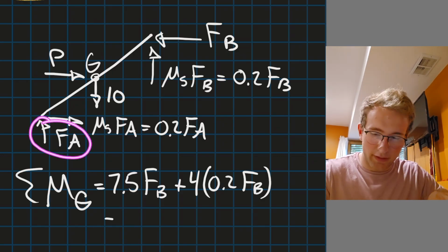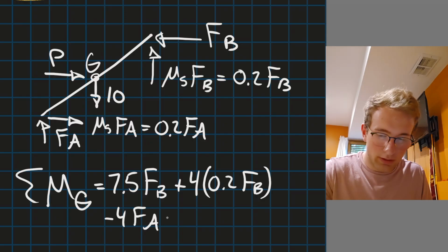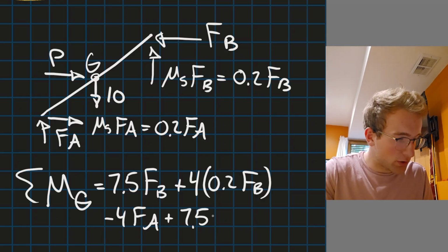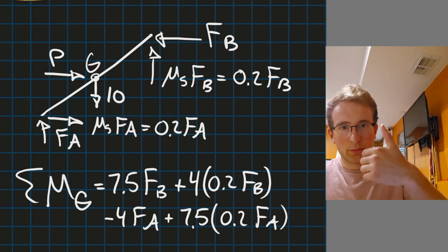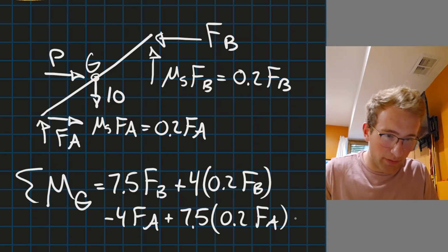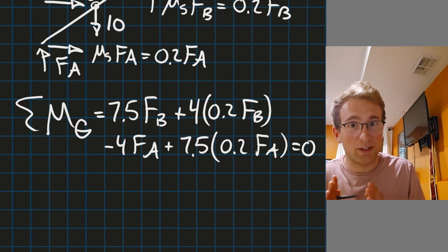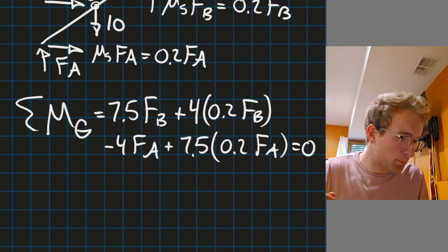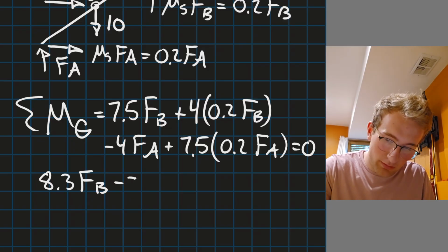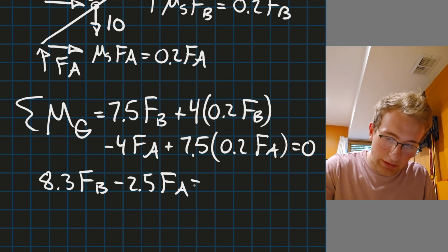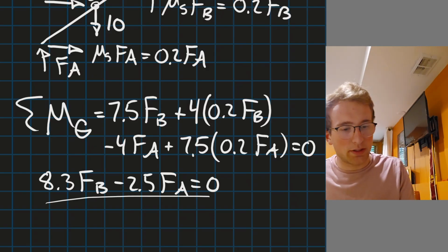And then I have this force, it causes a negative moment. Its perpendicular distance is 4. And then similar for that frictional force at A, it causes a positive moment from the right-hand rule. Set that all equal to 0, because we're looking for P when it's in equilibrium, so when the sum of moments is 0. I can simplify all this. I get that. So this is my moment equation.